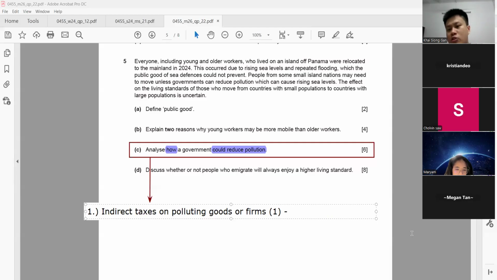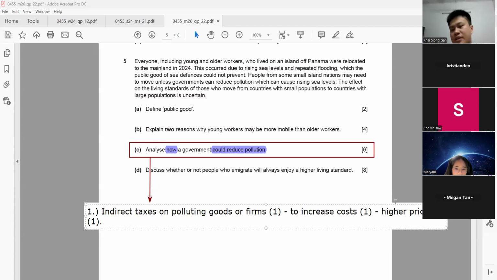How do you elaborate? When you talk about indirect taxes, you always relate to the cost. So you can talk about to increase cost of production. When you say to increase cost, you get 1 mark. And then cost increase, what happened to the selling price? So price will be higher as well. You get another mark. 3 marks from here already. Very simple. 3 out of 6. Very fast. Then you can write the second point.